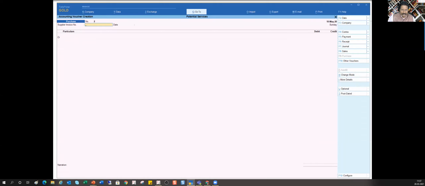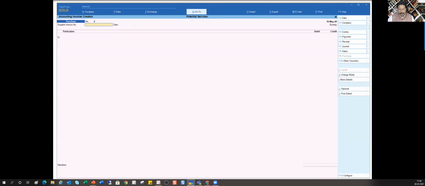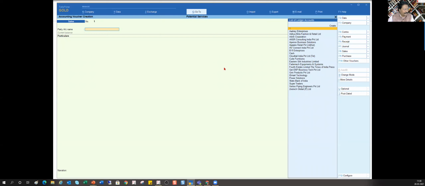And next, let us see what is the next voucher. The next voucher type is my sales voucher. Again, it is going to be the same simple thing. So let's quickly pass this transaction. Now I'm going to need to pass a sales voucher. So I'm going to press F8, right? And now I had created two user defined voucher types under sales. One is sales one and sales local. But then I'll say I don't want to use sales local. I want to use my default Tally voucher type, which is my sales.